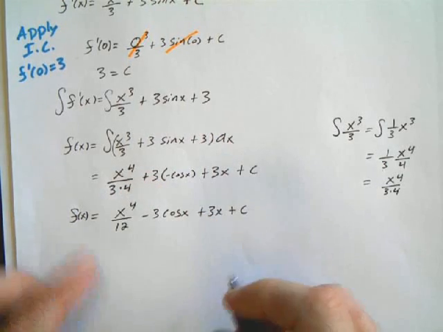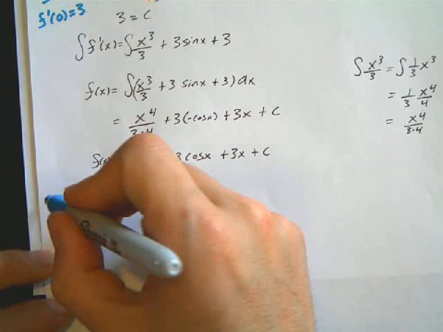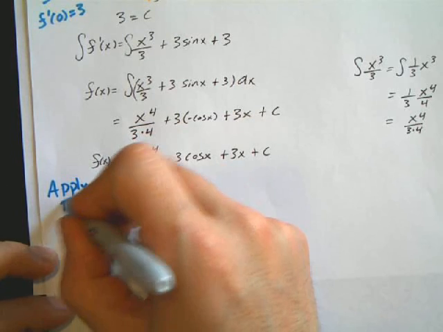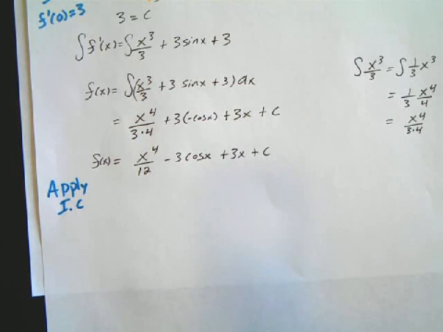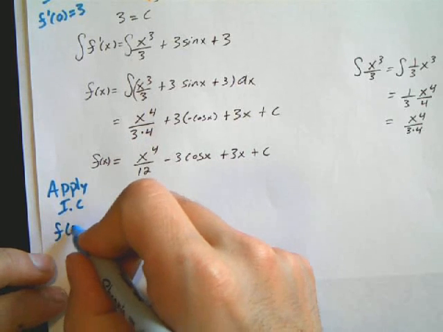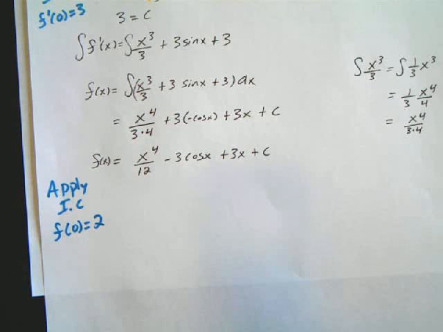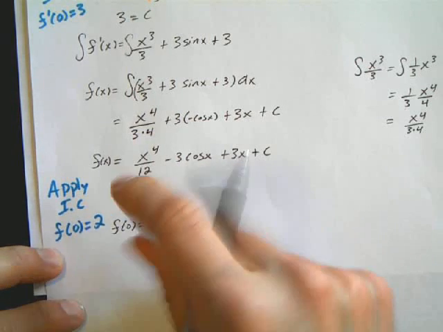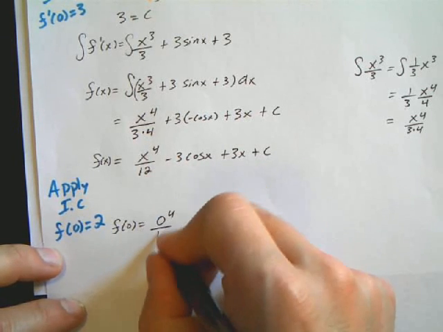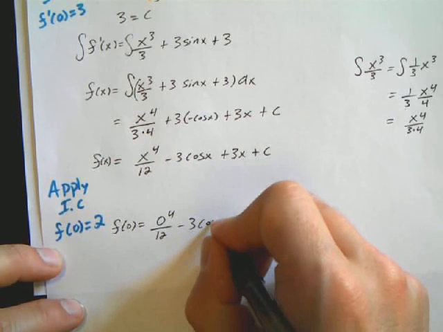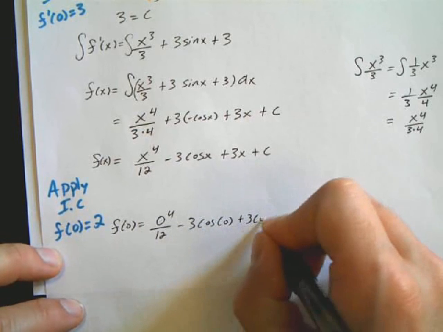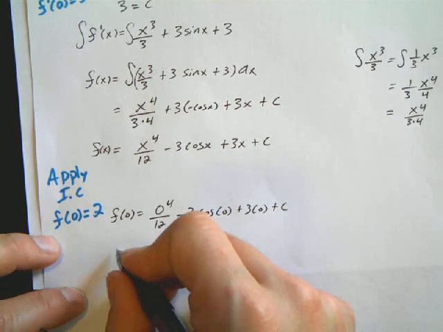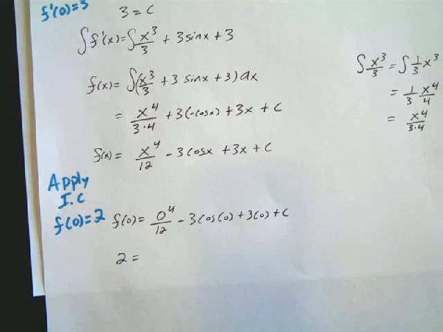This is what my function is. And now I need to apply another initial condition, which is up here. This initial condition that I have is now f of 0 is equal to 2. So when I plug 0 into my antiderivative, it's 0 to the 4th all over 12 minus 3 cosine of 0 plus 3 times 0 plus c. That's all going to equal 2.